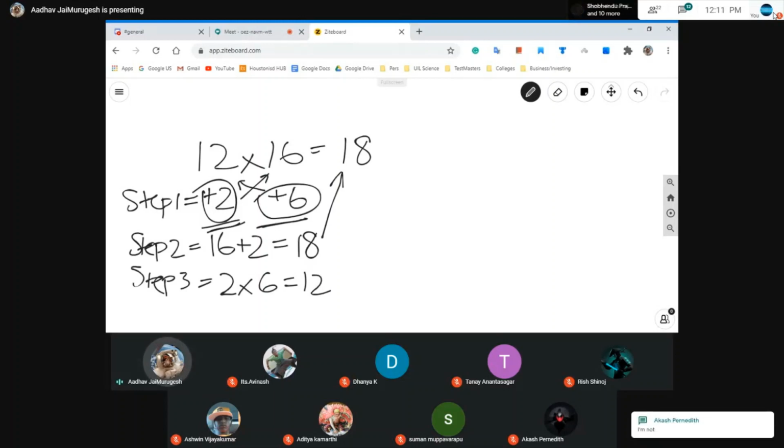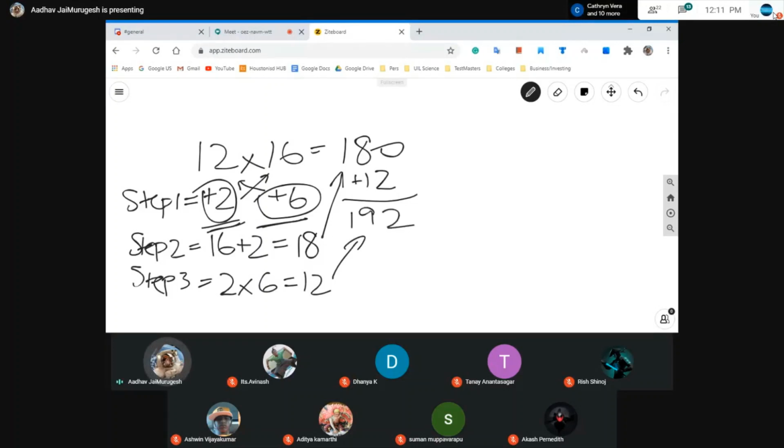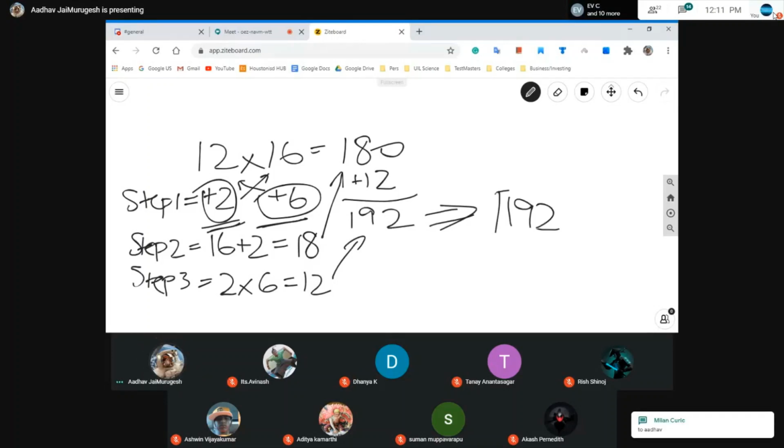How you're going to add this is you're going to put a 1 over here and a 2 over here, just like if this 18 was 180. So then if you add that together, you'll get an answer of 192. So the answer to the question, 12 times 16, is going to be 192.